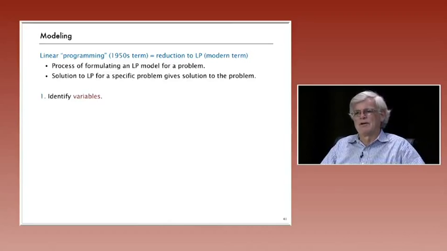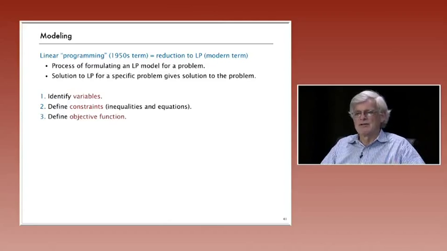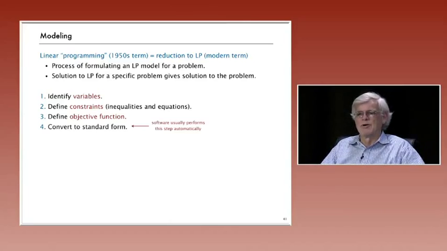So what do you have to do? You have to identify what are the variables. You have to define the constraints, the inequalities and equations, and you have to identify and define an objective function. That's all you have to do, though. Once you have those things, then pretty much you have a linear programming problem. And you do have to convert to standard form, but usually you can count on the software to go ahead and do that.